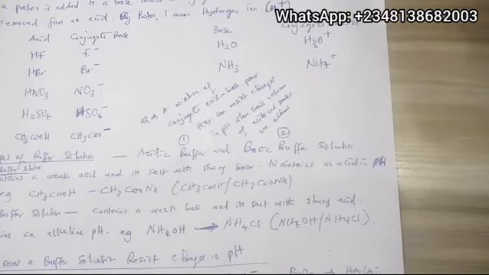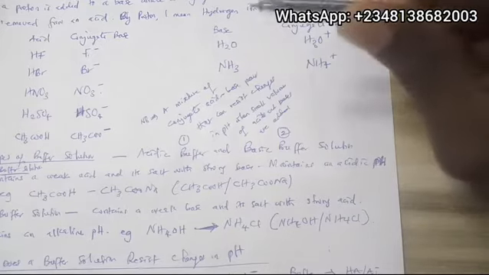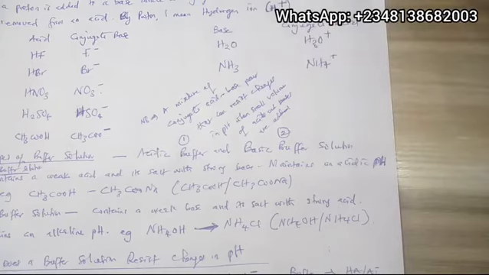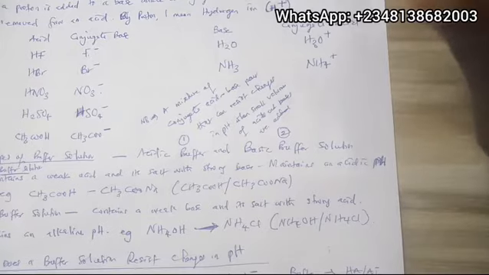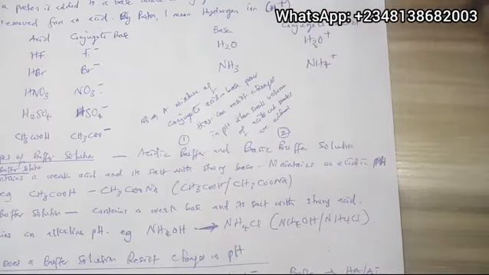Now, at this juncture, I want to explain something else. This now will lead us to what we call a conjugate acid-base pair. Actually, buffer solution has a lot to do with it. It's all about conjugate acid-base pairs. Don't worry, let's continue. Now, types of buffer solution. There are two types of buffer solution. We have acidic buffer solution and basic buffer solution.